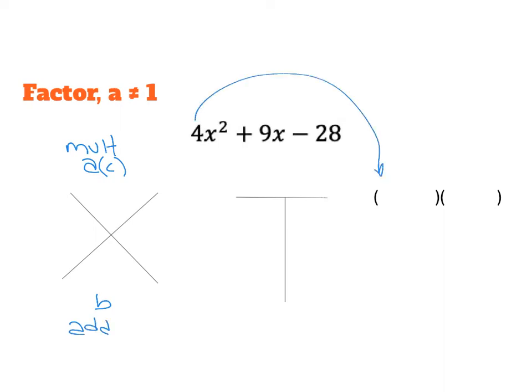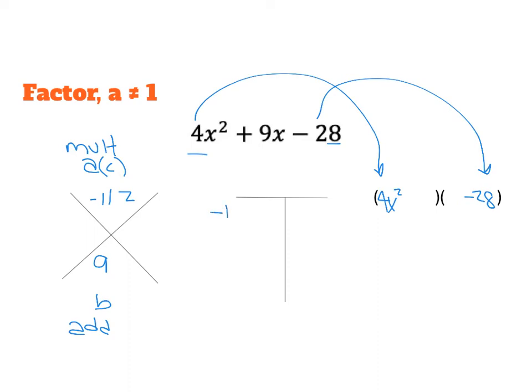You can always start by setting up your parentheses as well. So starting with that 4x squared here and that negative 28 here. All right, so we multiply a times c. So when we do that, we're going to get negative 112, and then our b is 9. You can list out all your factors. And we know that the bigger number is going to be the positive one because the number that we are adding to is positive. So I'm going to make all the smaller numbers of my factors the negative ones.